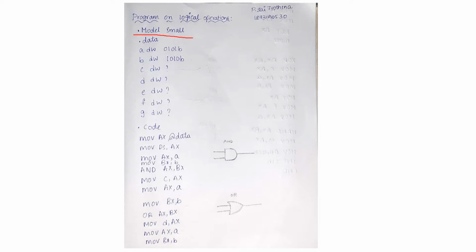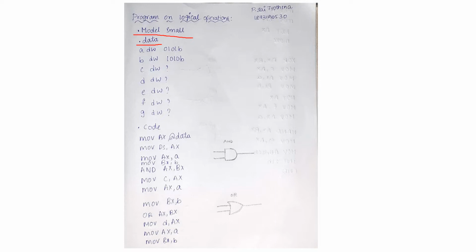The next part starts with .DATA. .DATA is the starting point of the data segment. Here we declare the variables as DB or DW. Variables are generally declared either in bytes or words. If we declare them in bytes, it is represented with DB, and if they are declared as words, it is represented as DW.